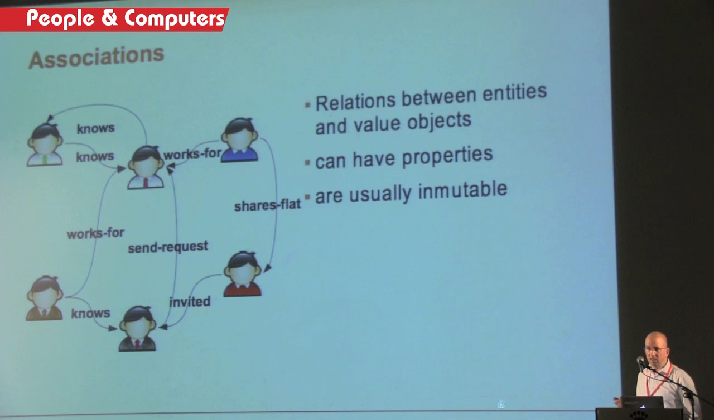Then the next type of things that you have in domain-driven design are the so-called associations, and those are the relations that you have between entities and maybe value objects. Most often they are between entities, but they can be between value objects too. They have properties, and they are usually immutable, though that is not required. Here we have the relations between, say, users, and the associations are who knows whom or who shares a flat with whom, and so on and on.